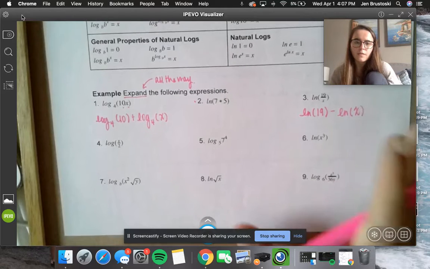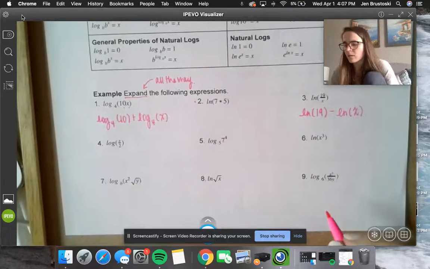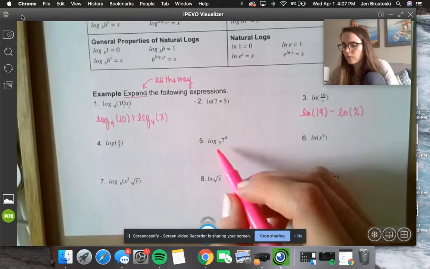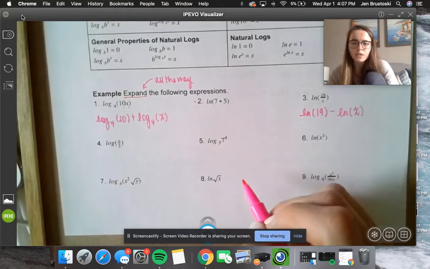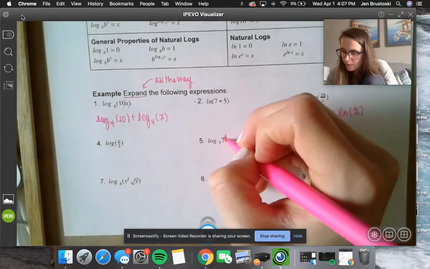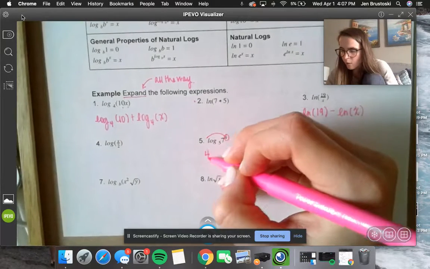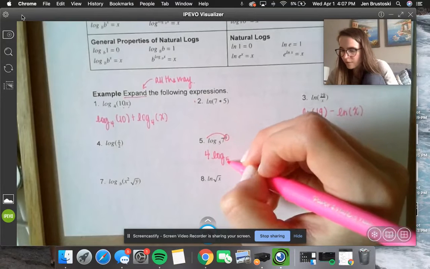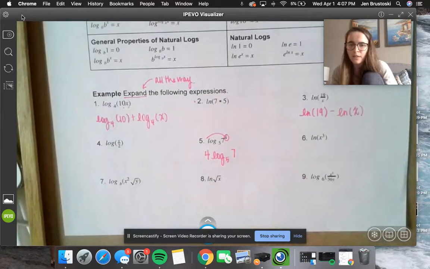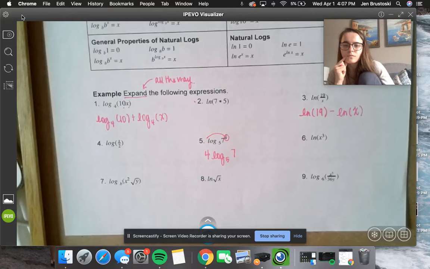All right. Number 5 is that power rule that I was talking about. So if I have log base 5 of 7 to the 4th, this exponent right here is going to move out to the front. So this becomes 4 log base 5 of 7, and that exponent goes away because it moved out to the front.